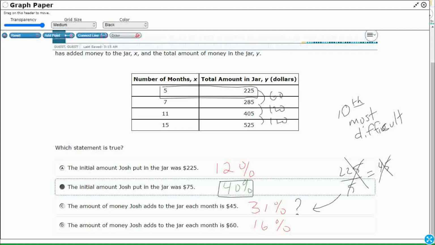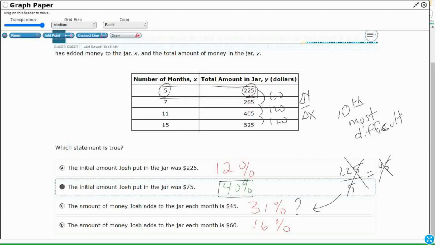So we need to have students practice a little bit more about understanding what it means to find an initial amount, and using other methods such as looking at the change in y over the change in x, rather than dividing a y and an x to find the rate when you have a linear relationship that is not proportional.